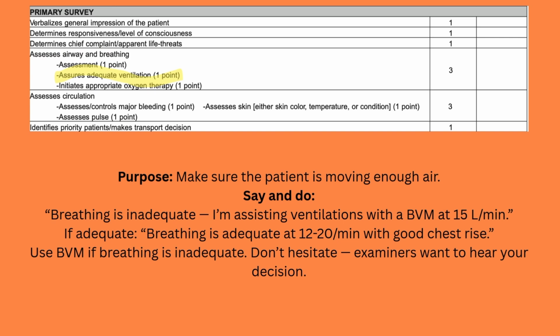Then we can assure adequate ventilation, so we can make sure the patient is moving enough air. Say and do, breathing is inadequate. I'm assisting ventilations with a BVM at 15 liters per minute. If the breathing is adequate, you can state the rate with good chest rise and explain to your instructor that you do not need a BVM.